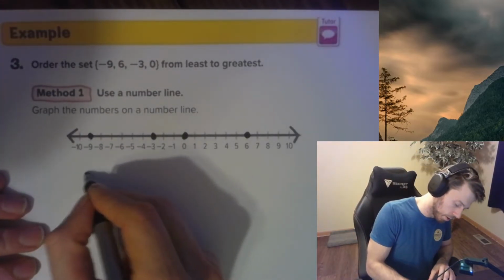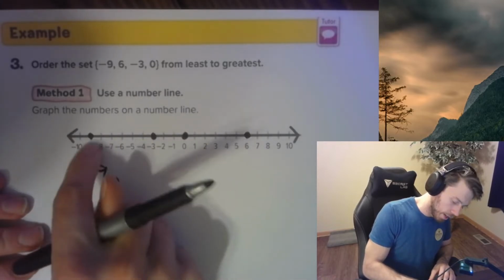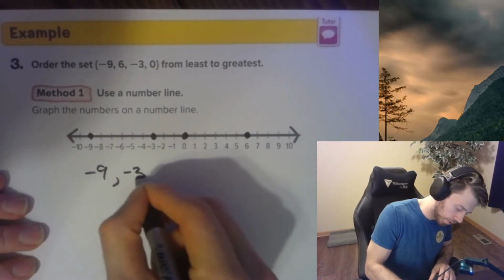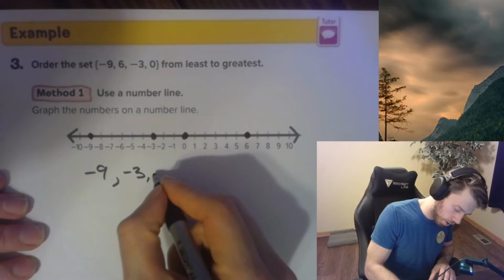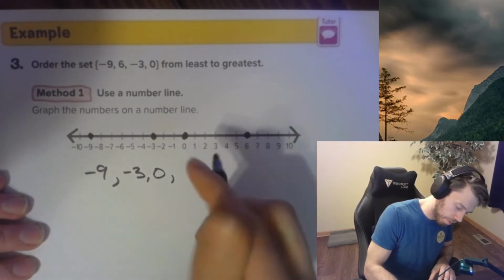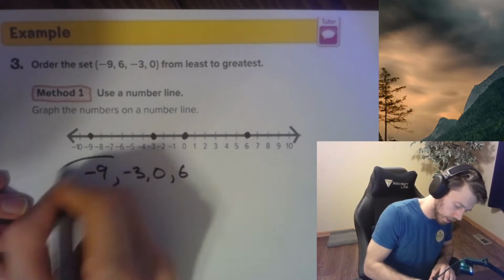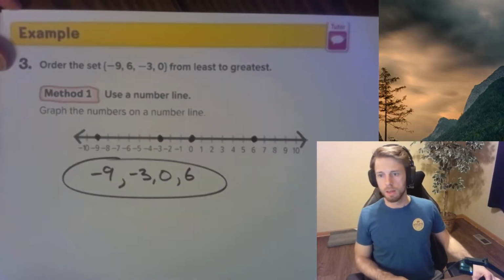The smallest number on this list is -9. The next smallest number is -3. And then 0. And then the biggest number on this list is 6. And that's going to be your answer to this problem.